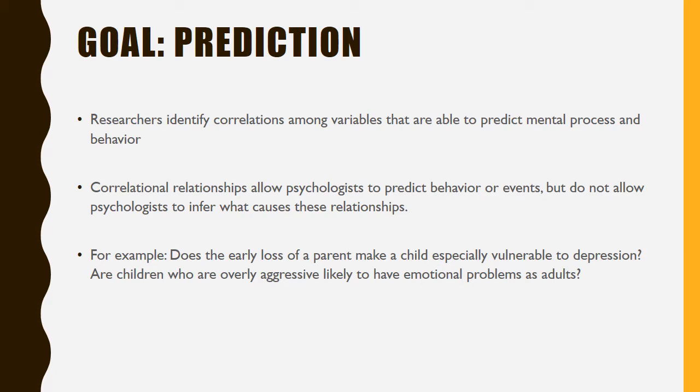In this example, does early loss of a parent make a child especially vulnerable to depression? What we are trying to do here is predict depression from the information that we have, which is children who lost their parent. With the information of children who lost their parent, can we predict that they will have depression or not? That is a type of prediction study that you can do.